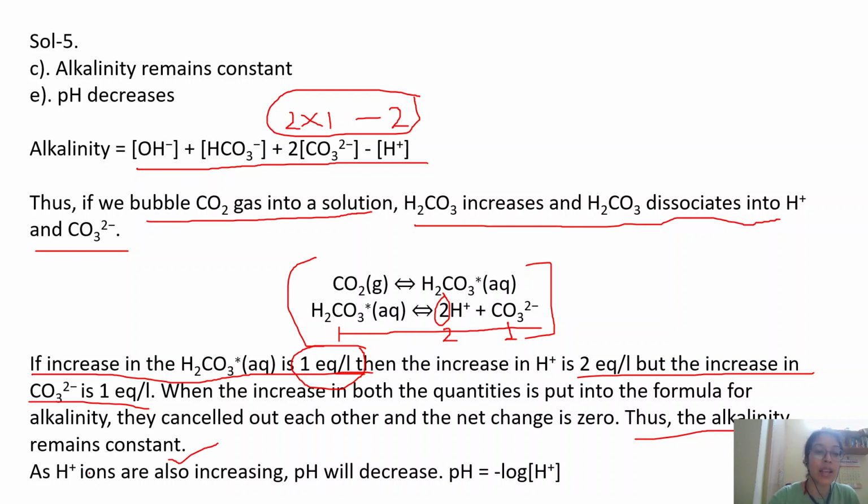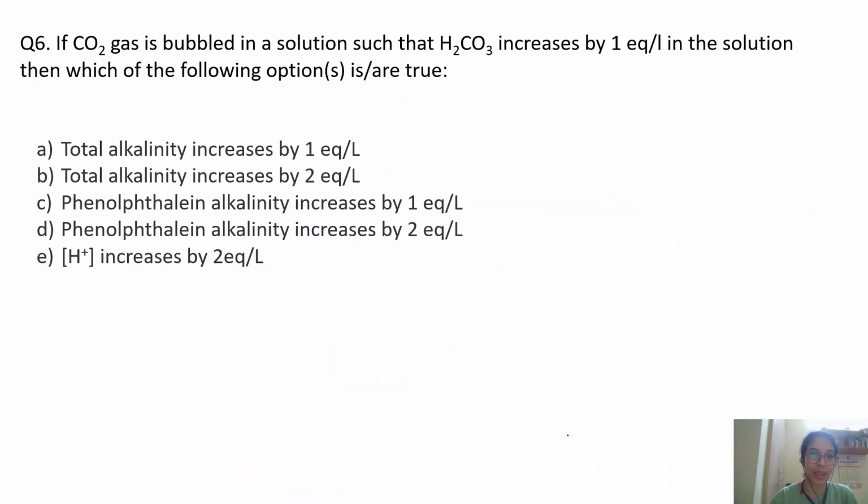But as the H plus ions are increasing, because CO2 is being dissolved in this form, pH will decrease, because in pH we are just measuring the H plus ions. We are not concerned about how alkalinity is measured. Alkalinity is remaining constant but pH is decreasing. Anyway, that is the reason we call it carbonic acid, right? We'll move towards the next question.